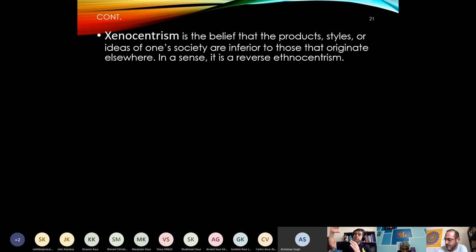Looking at the power which occupied us as if they are more superior, and looking at ourselves as if we are inferior. So it is the opposite of both ethnocentrism and cultural relativism. We admire the others, and we think about ourselves in a negative way, as if we are less intelligent, less civilized, less educated, less whatever. You get it?